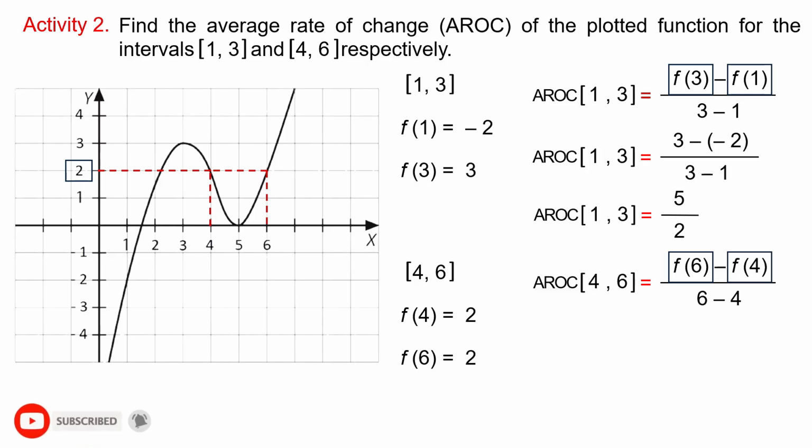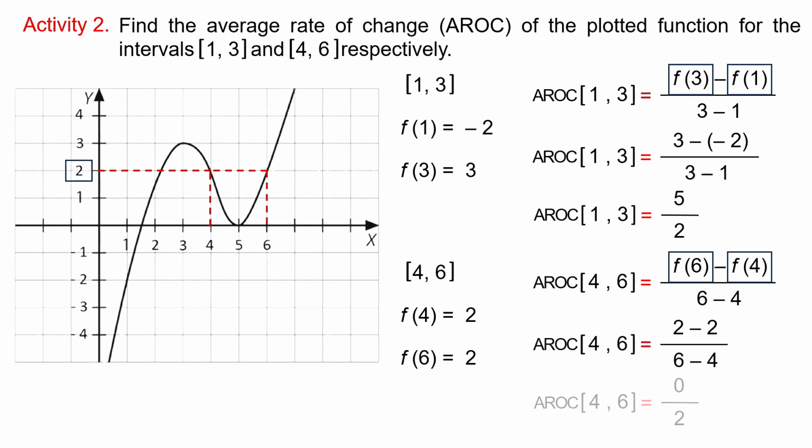Then, replacing these two results in the formula and solving the operations, we obtain that the average rate of change of the graph of the function in the closed interval [4, 6] is 0. Very well. I hope you have understood the activities, and if you have any doubts, check the material again or let us know to help you.